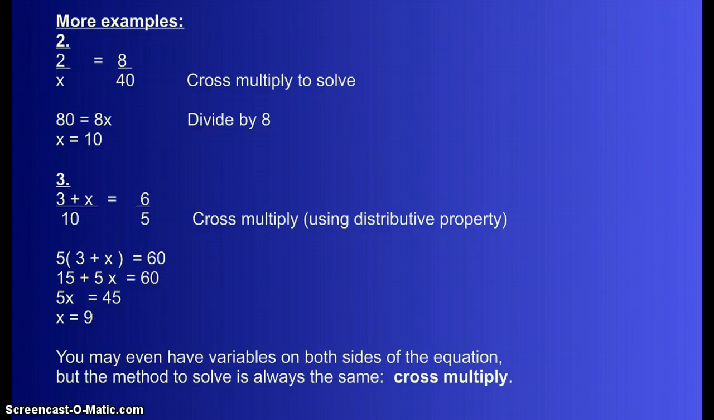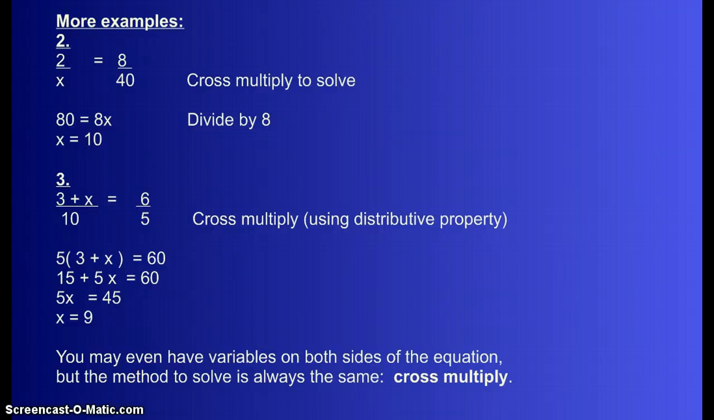In number 3, it gets a little more complicated, but you can do this. You just have to use the distributive property. In the numerator, we have 3 plus x. In the denominator, 10, and that's equal to 6 over 5. To solve for x, you have to cross multiply, but now we're using the distributive property. So it's 5 times the quantity, 3 plus x, equals 6 times 10, or 60. 5 times the quantity, 3 plus x, is 15 plus 5x. Set that equal to 60. Then subtract 15 from both sides to give 5x equals 45. When you divide by 5, you get x equals 9.